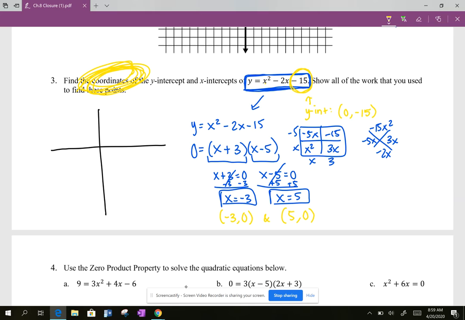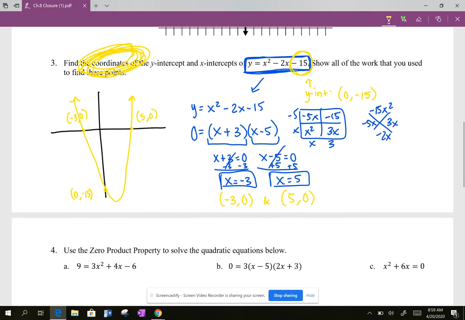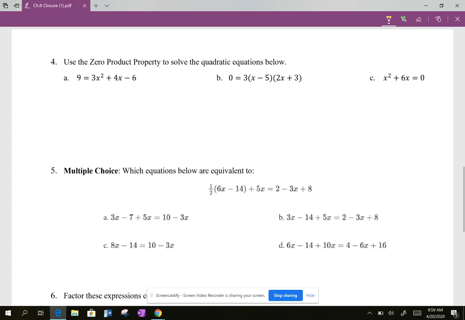let's see, 0 comma negative 15 would be somewhere down here. Negative 3 comma 0 would be somewhere up here. And 5 comma 0 would be somewhere over here. So if you did want to sketch the graph, it would look something like that, okay? And we did all of this without even making a table. All right, moving on.